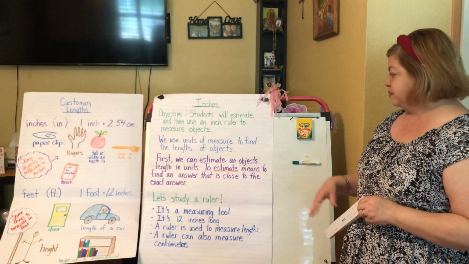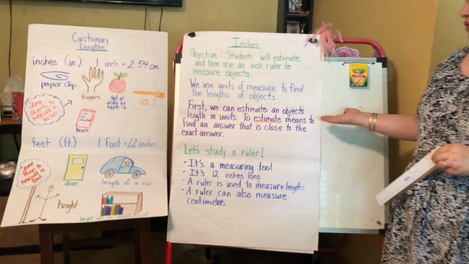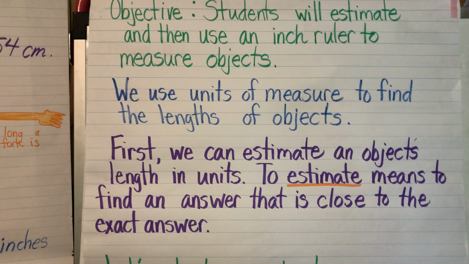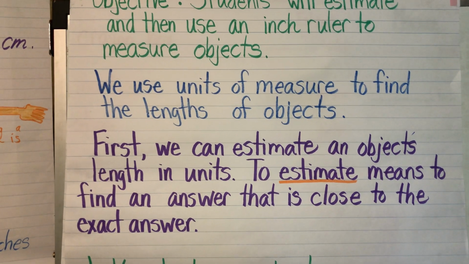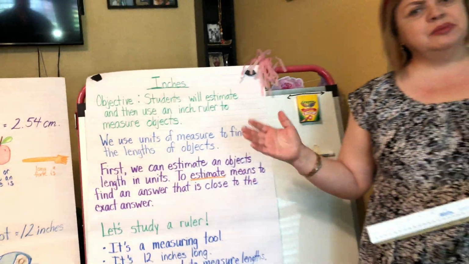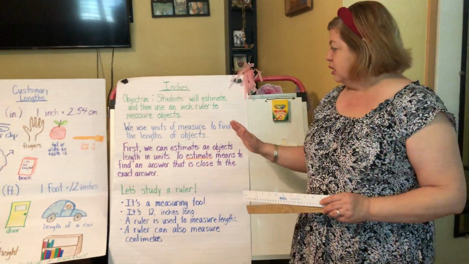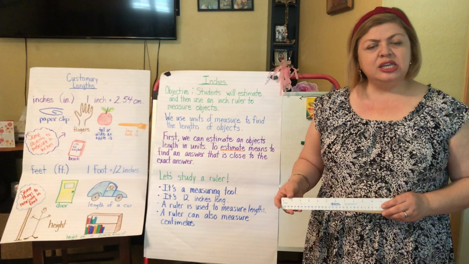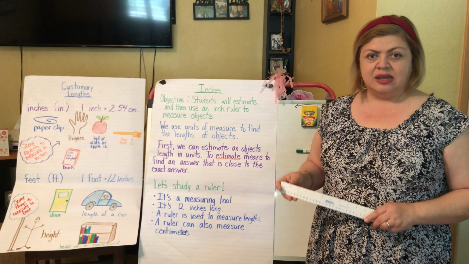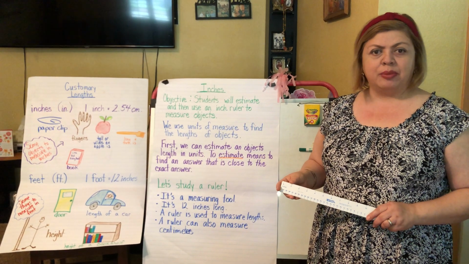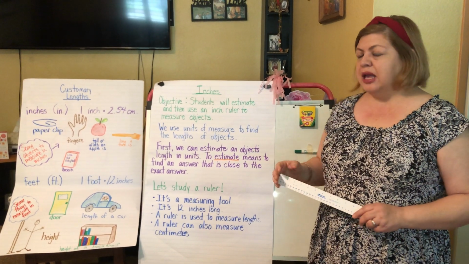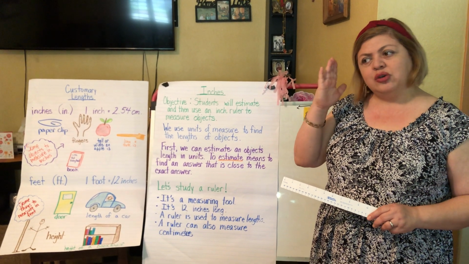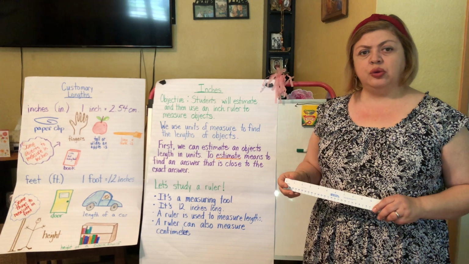So if I get back to my poster, it says first we can estimate an object's length in units. To estimate means to find an answer that is close to the exact answer. So another word that we could use besides estimate is guess. Guess and estimate have a very close meaning. But when we estimate, I'd like to say that it's a well thought out guess. You're not just randomly saying any number, but you're thinking about it. And you're not using a measuring tool, you're just using the information that you may have in your head about measurement, and that is how you can estimate.